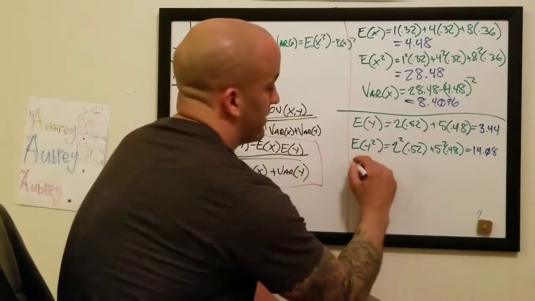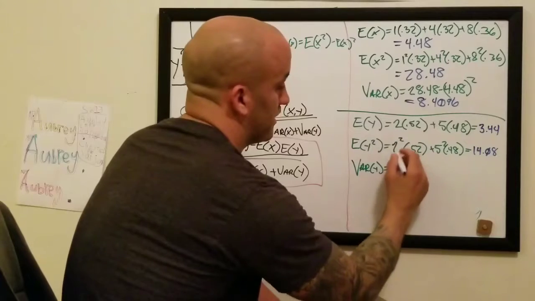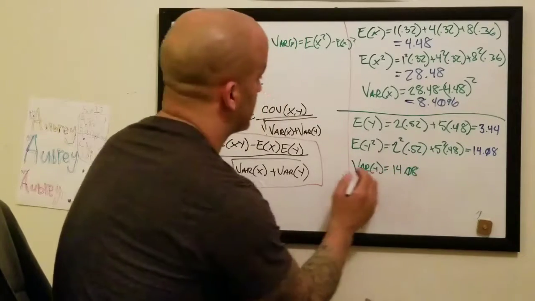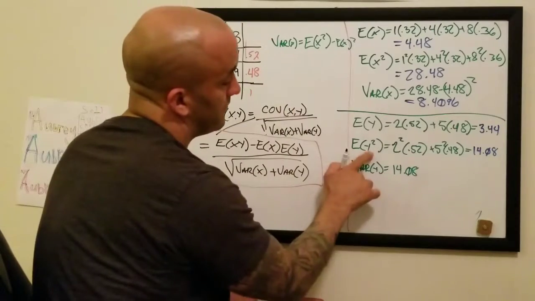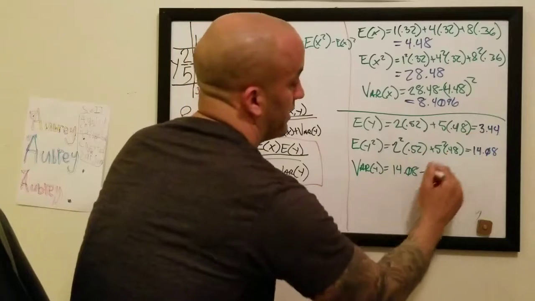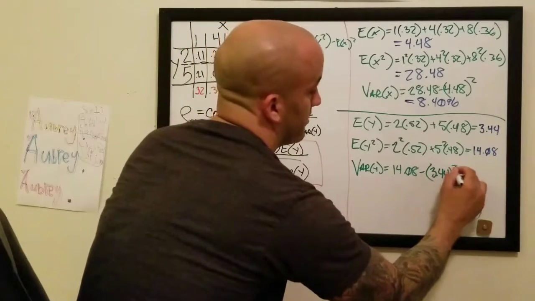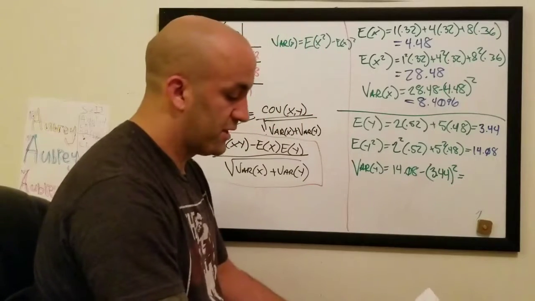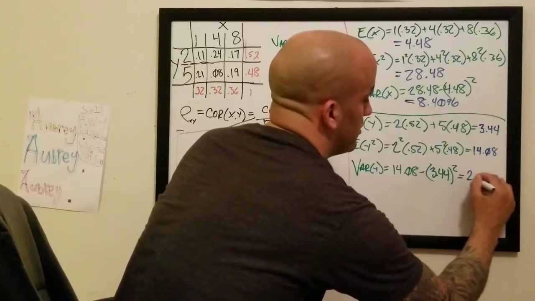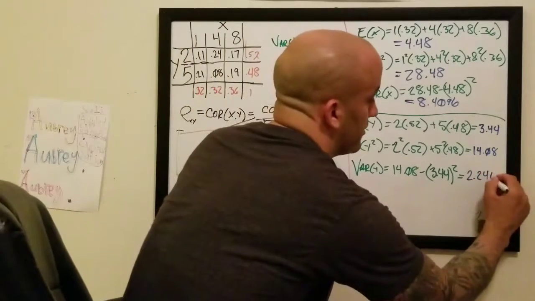And then we have our variance of y. It's just going to be 14.08, right? It's going to be our y squared, and we're going to subtract our expected value of y, 3.44. We need to square that amount, and that should give us 2.2464.